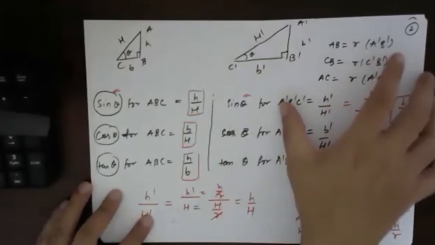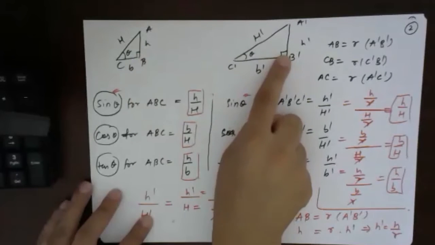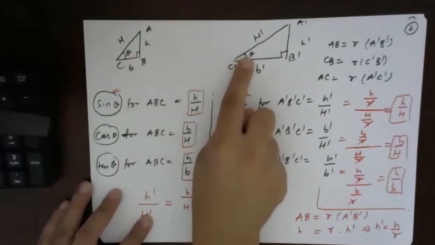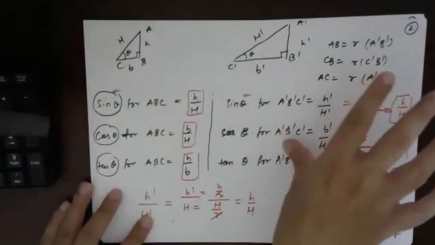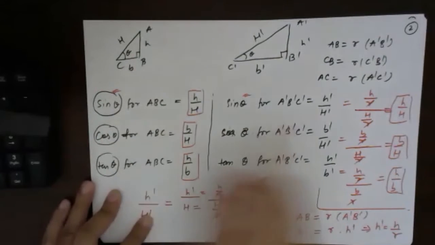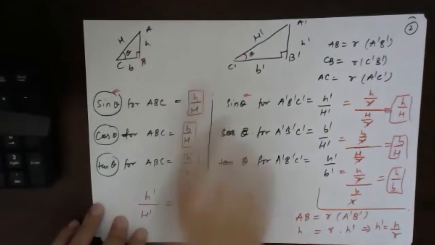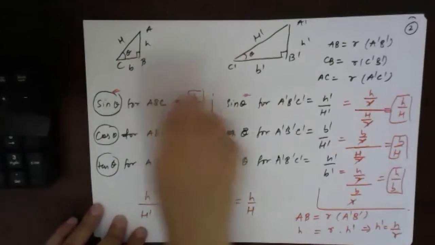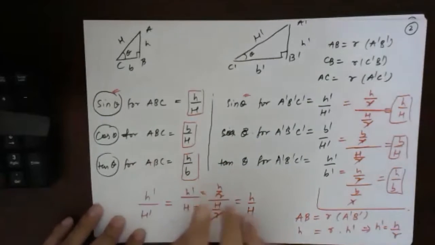For any triangle, if one angle is 90 and another angle is the same, all those triangles will become similar to each other, and then we can write sine theta for all the triangles as the same value. Cos theta will be the same for all those triangles which have two angles the same, but one of them has to be 90. Tan theta, again, two angles have to be the same, one angle has to be 90, so all will become similar.